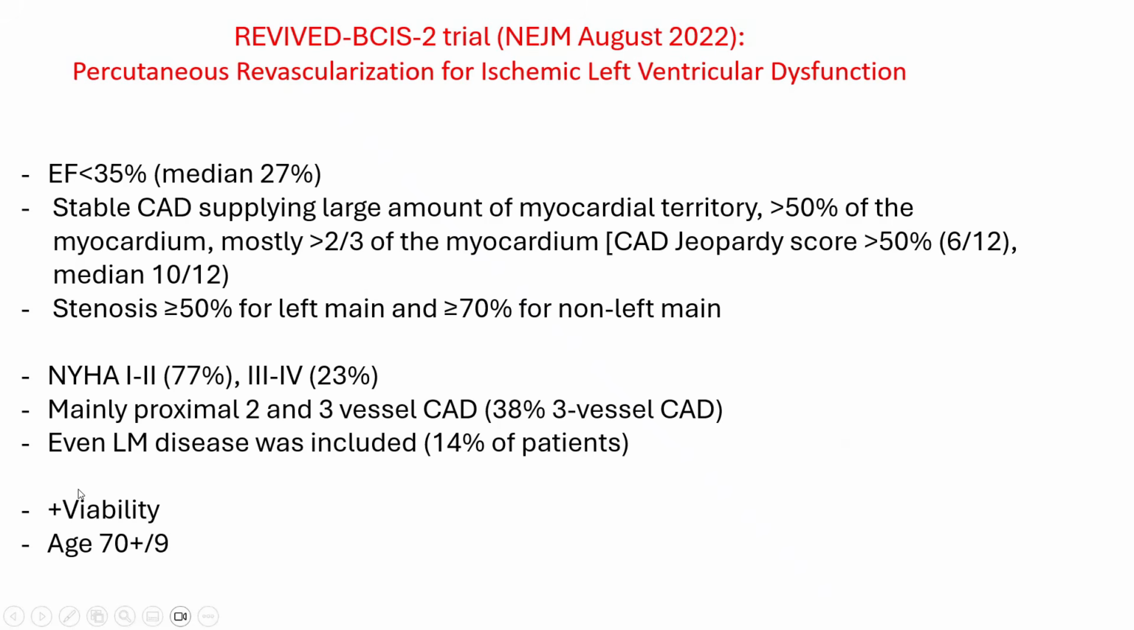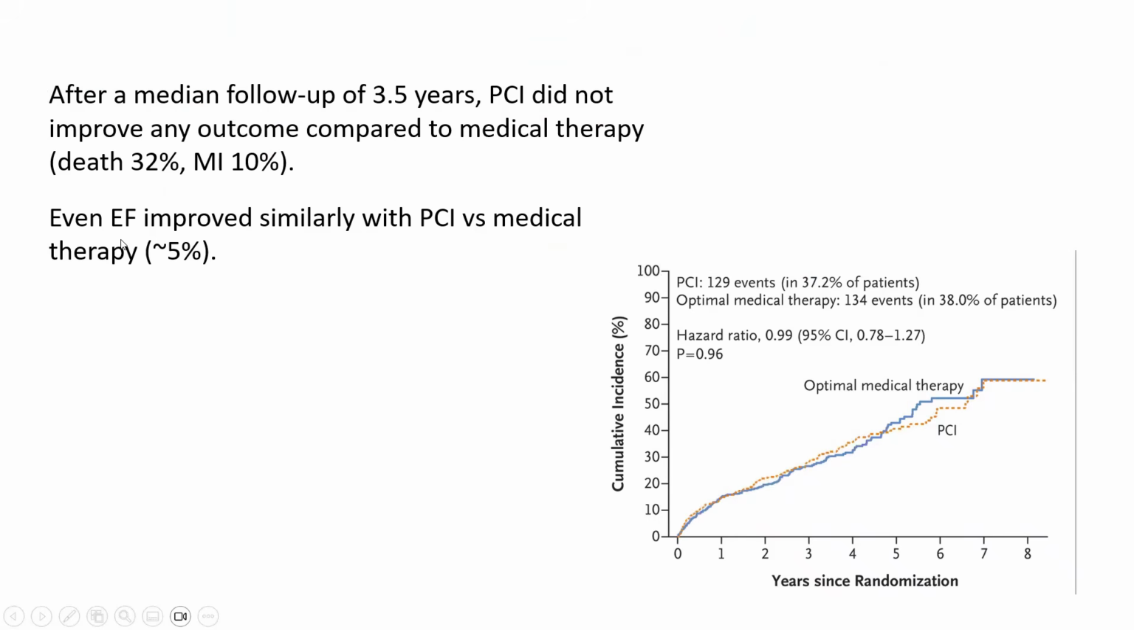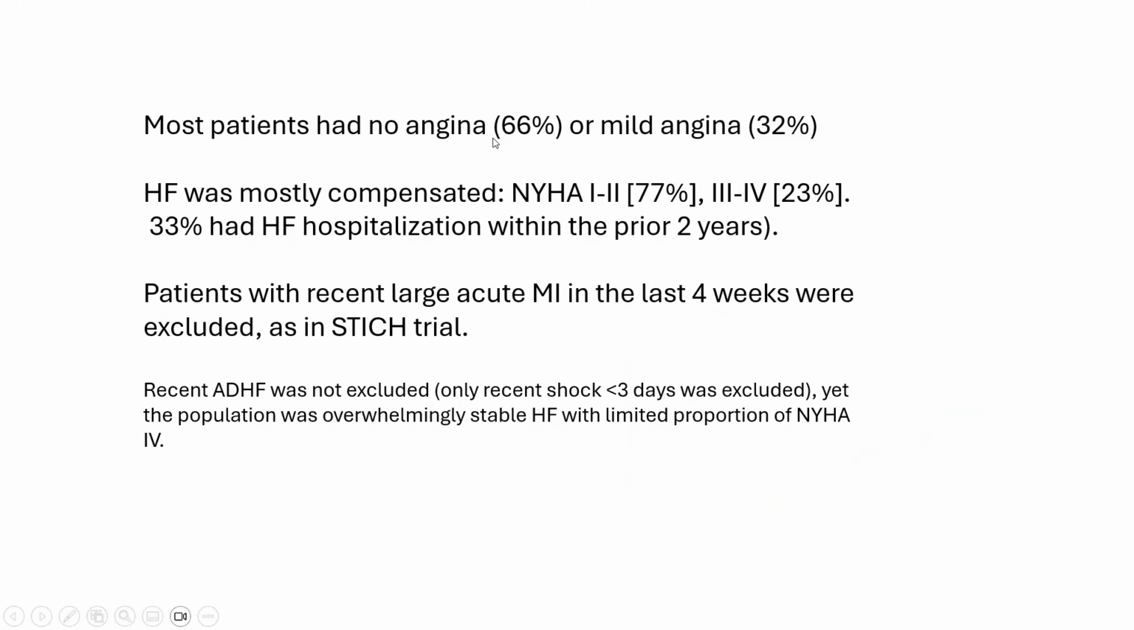And they mandated viability on viability testing, unlike STICH, which took patients with and without viability, and the age was older, 70 plus or minus 9. And the surprising result was that after a mean follow-up of 3.5 years, PCI did not improve any outcome compared to medical therapy. Death and MI were similar, and death was quite high. Even EF improved similarly with PCI versus medical therapy by about 5%. Most patients had no angina or mild angina. Heart failure was mostly compensated, as I mentioned.